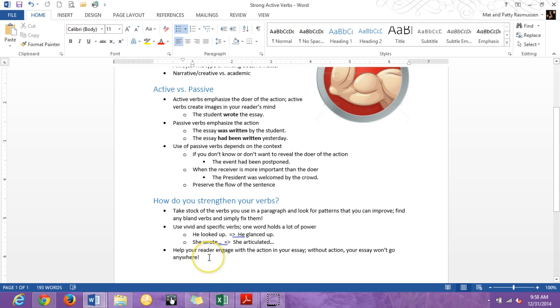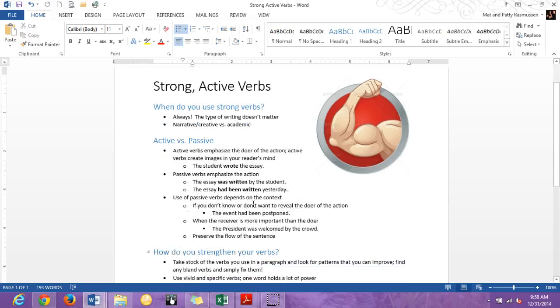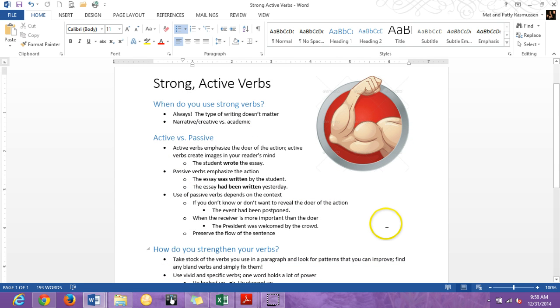And again, I've said it before, but you want to make sure that you engage your reader through the action of your essay, because without action, your paper doesn't go anywhere. So the action is what literally drives your paper from the beginning to the end. You have to have action words in your sentences, so use them well, use them wisely, and make them count. Just have as much power as you can in the smallest space that you can. So hopefully just doing this one little change in your paper will really add some emphasis and some engagement with your reader.